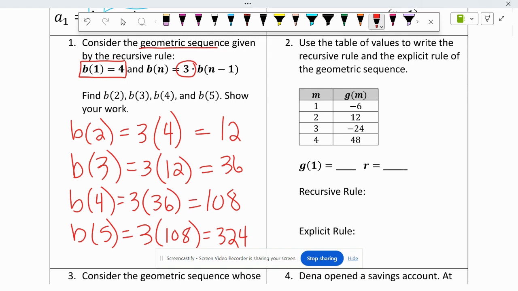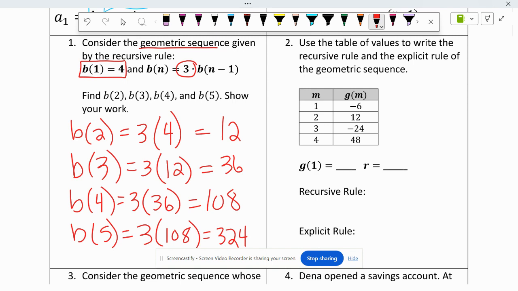You were about to say what? Oh, no, just b of 1, 2, 3, 4, 5. Okay, are we good with that? Yes or no? Okay, so for the second one, number 2, we have to find the recursive rule and the explicit rule from this table that represents a geometric sequence.